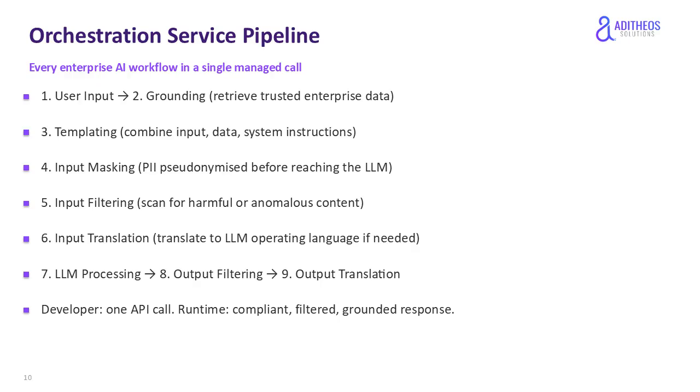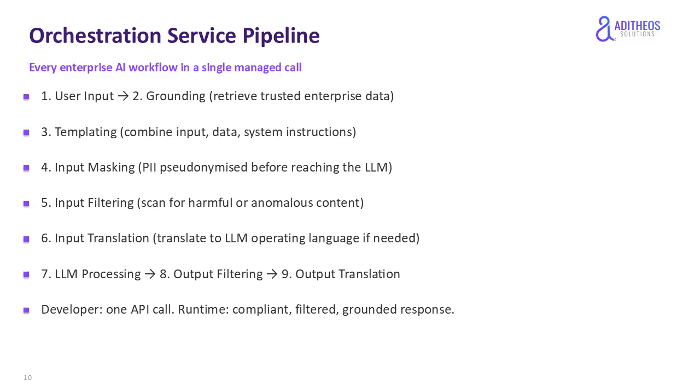Input masking detects and pseudonymizes sensitive information, names, emails, phone numbers, addresses before it reaches the LLM. Input filtering scans for harmful or anomalous content. Input translation converts the prompt to the LLM's operating language if needed. LLM processing sends the secured, filtered, grounded prompt to the selected model. Output filtering validates the response for content safety and compliance. And output translation converts back to the user's language if needed.